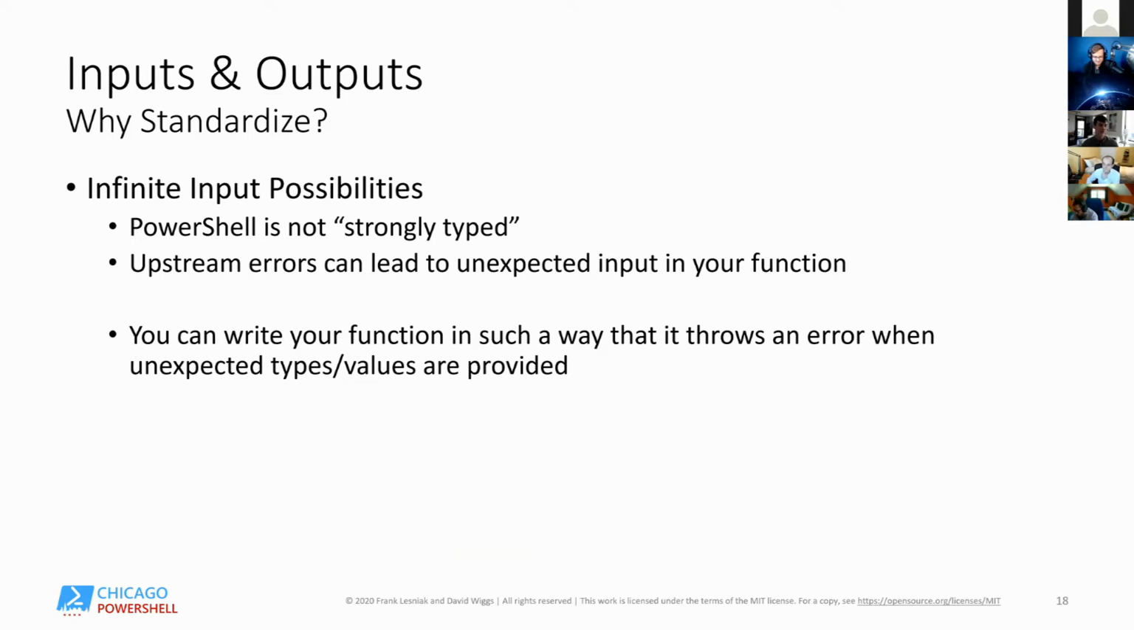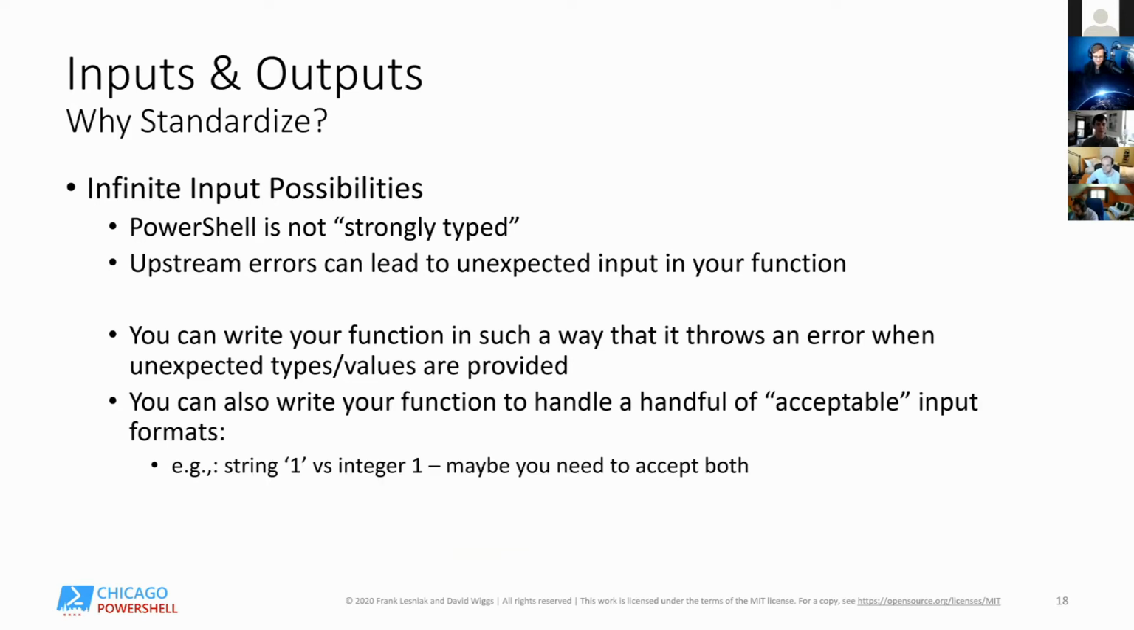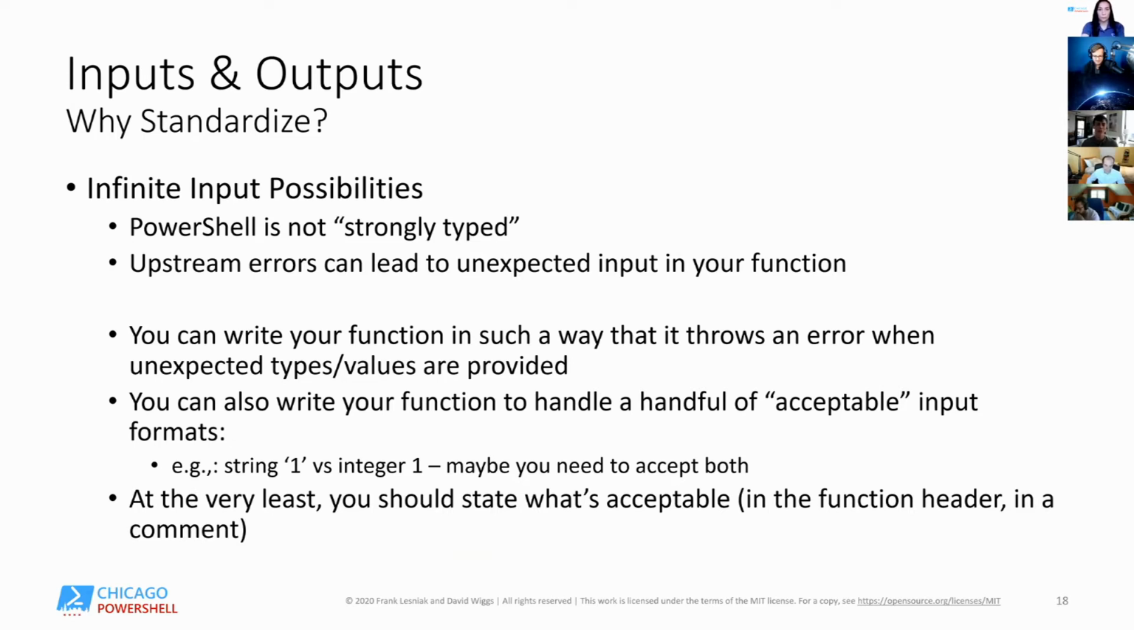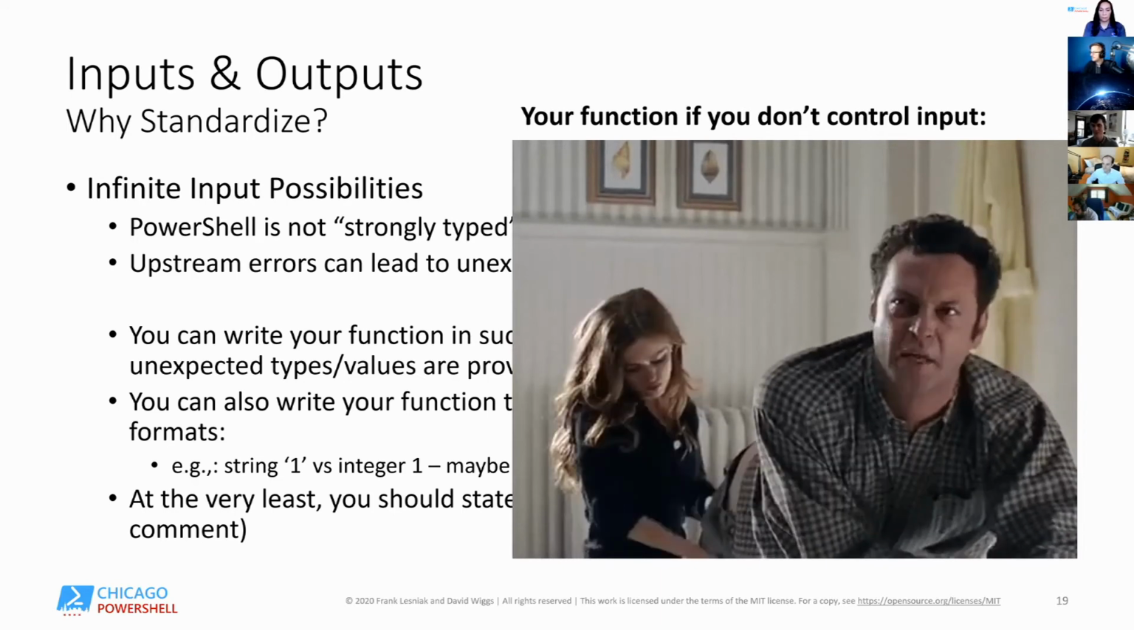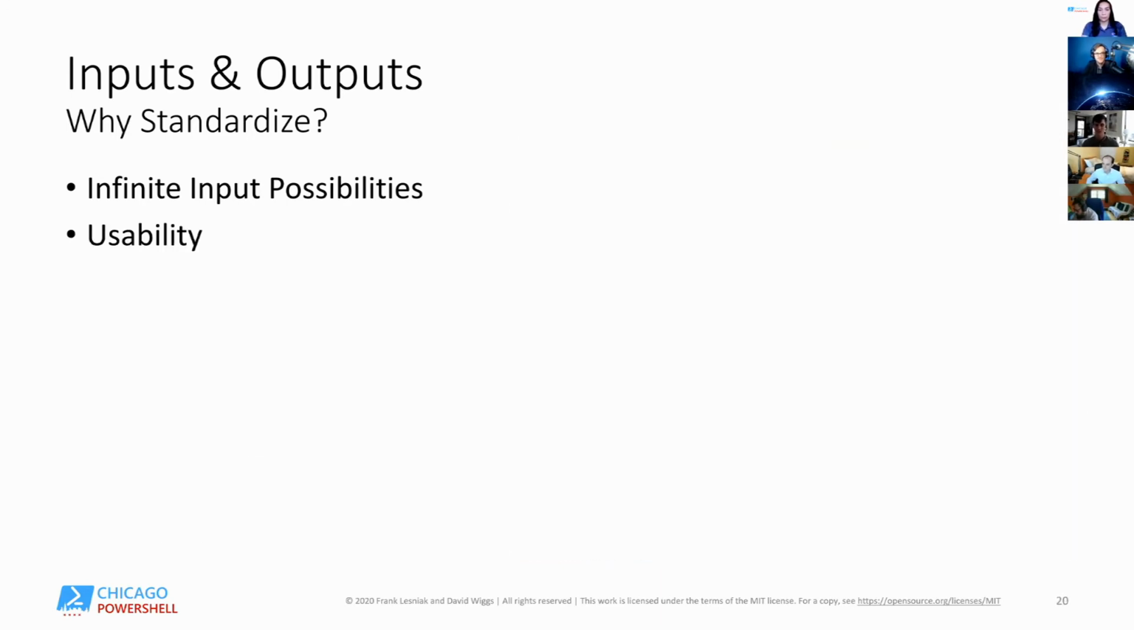And you can write your functions in a way that, if an error is thrown, you can handle it. You can have input validation where you're accepting certain object types, whether it's a string or an integer. Maybe you need to accept both. But at the very least, if you're going to be approaching functional development, you want to standardize things in the comment at the very top. Hey, this is what this function is doing. Please pass it this set of inputs. This is what it's expecting. Otherwise your function really just feels like it's down in the trenches, and what else can it do except spit a lot of red gobbledygook to the screen. So please start standardizing inputs.